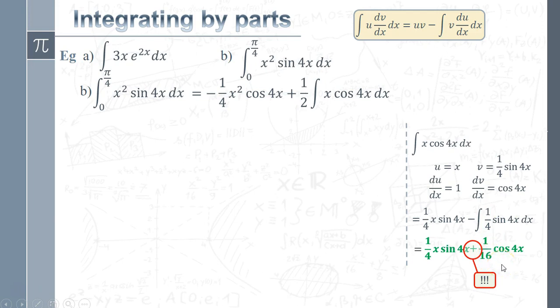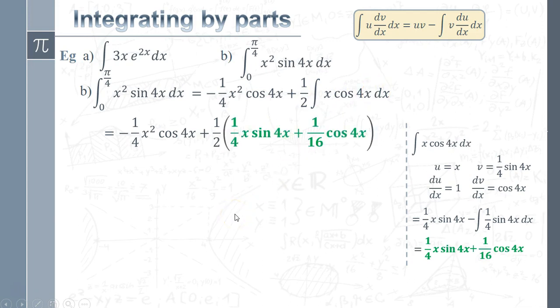So all of that, this expression that is in green down here, I'm going to substitute back in up here, because that is the integral of x cos 4x. So we've got my initial part there, which I haven't done anything with. There's the half times by this integral here. So that's the bit I've just integrated.